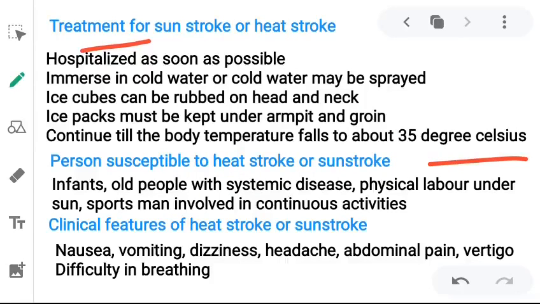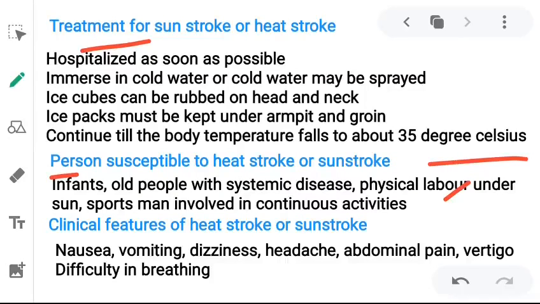Then persons susceptible to heat stroke or sunstroke, who are most commonly affected: infants, old people with systemic disease, physical laborers working under the sun, then sportsmen involved in continuous activity without break. So these persons are more susceptible to this problem.